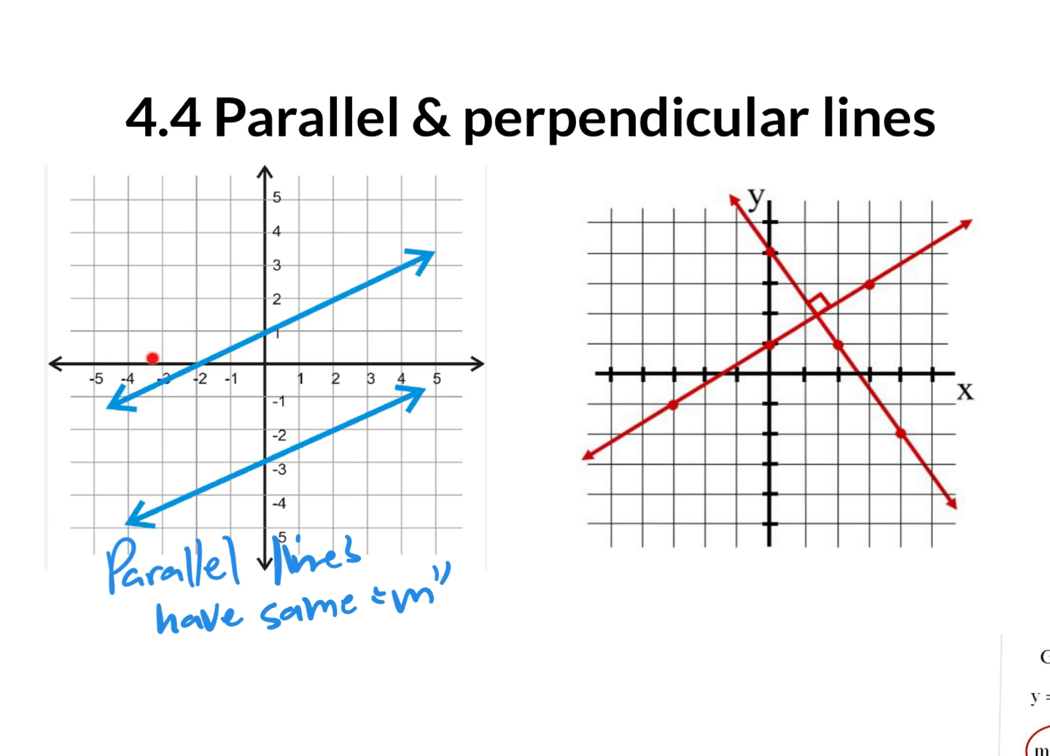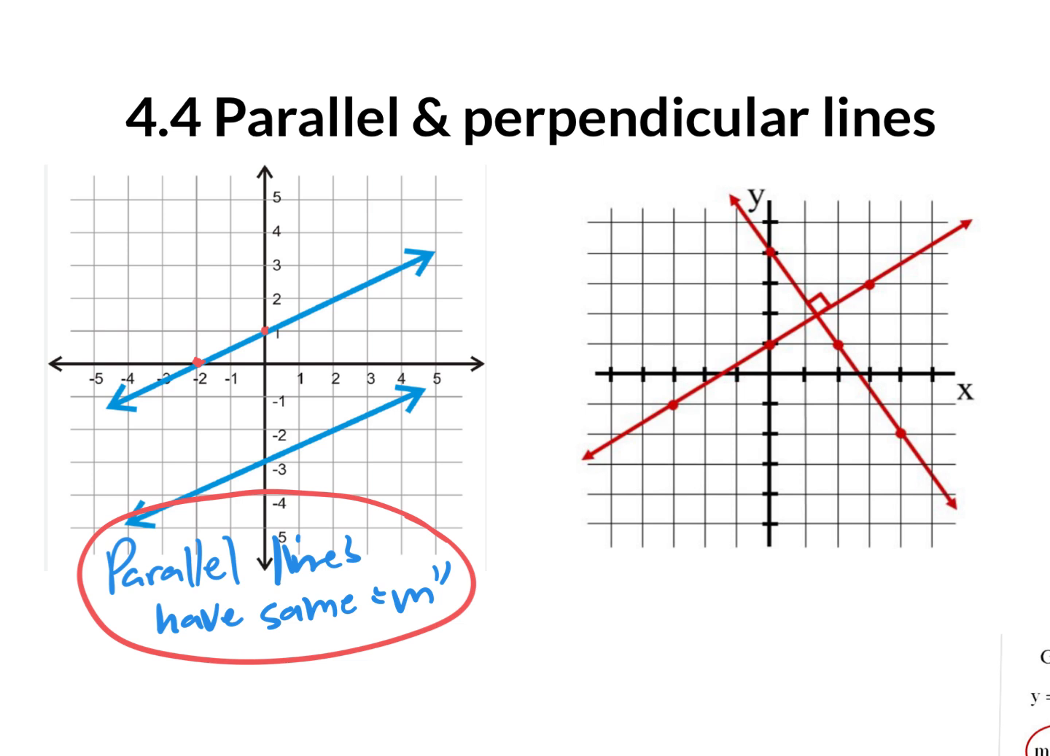So if we look at the above blue line, from here to here, you rise 1 and run 2. So the slope is 1/2. Rise 1, run 2, rise 1, run 2. So the slope is 1/2. This guy down here, same deal, rise 1, run 2. The slope is 1/2. So parallel lines have the same slope. We need to memorize that. Parallel lines have the same slope.